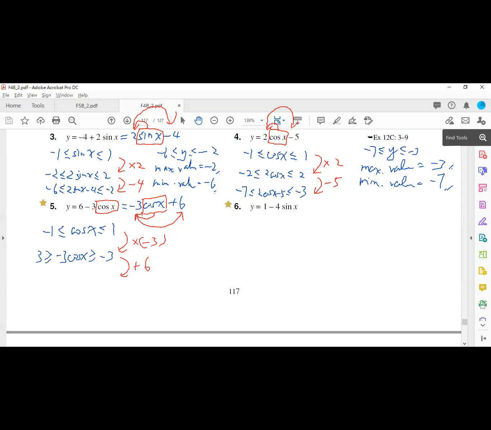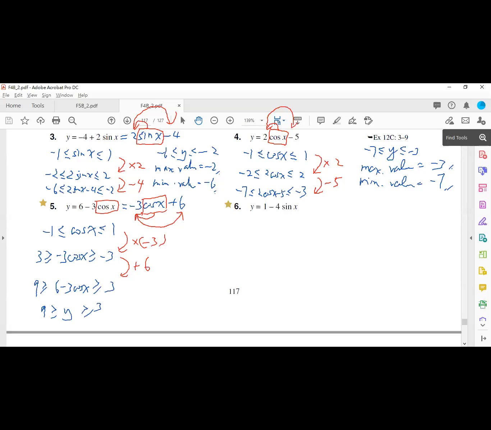Then when you add 6, the left side is 9 and the right side is 6 minus 3 cosine x... -3 plus 6 is 3. For this step, we do not need to change the inequality sign. Now I can change the middle part to be y.